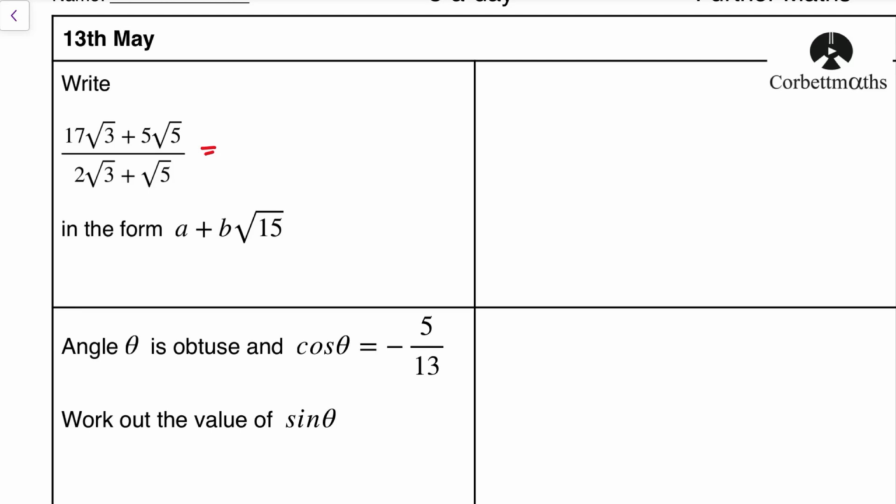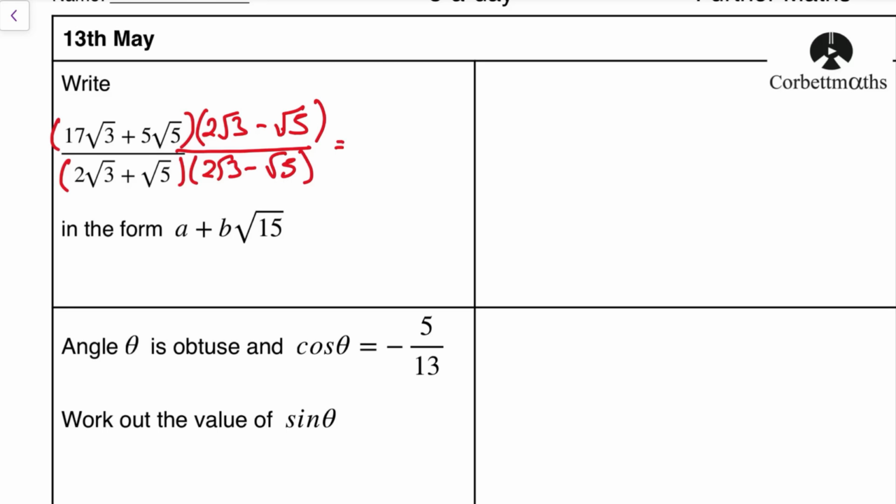It says, write (17 root 3 plus 5 root 5) over (2 root 3 plus root 5) in the form... Oh, okay, it's not what I thought it was. So it's basically a rationalising the denominator question. In an exam, you get 1 mark for knowing what to do, which in this case is to multiply by (2 root 3 minus root 5) over (2 root 3 minus root 5). In other words, I'm multiplying by 1, but I'm changing that 1 into something else.